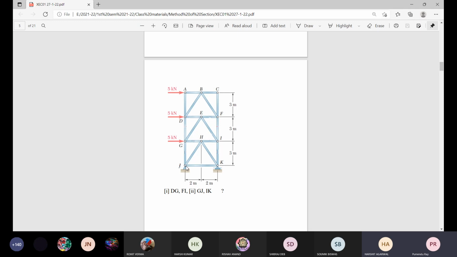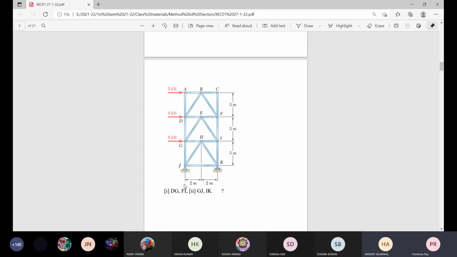Conventionally we find that rjy, the vertical component, from sigma mk is equal to 0. So 5 multiplied by 3 clockwise, 5 multiplied by 6 clockwise, 5 multiplied by 9 clockwise, plus rjy multiplied by 4 clockwise. So find out that thing. Otherwise, as these applied forces are not vertical, in vertical direction, how many forces are there? No applied force, only two reactions at K. Rk is vertical only, vertical upward. So here it will be vertical downward.